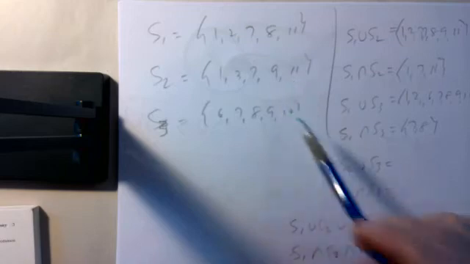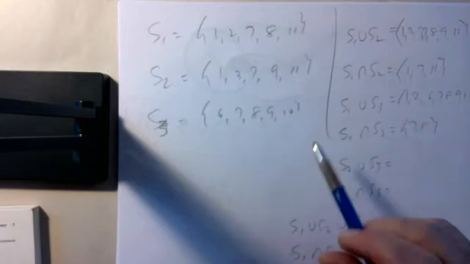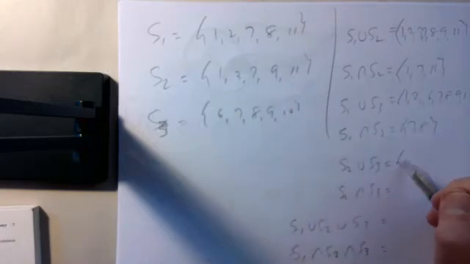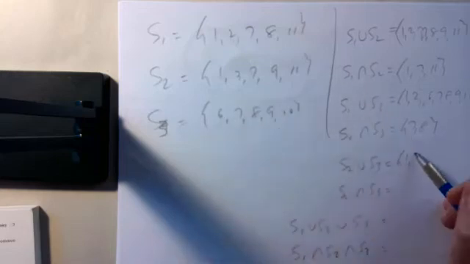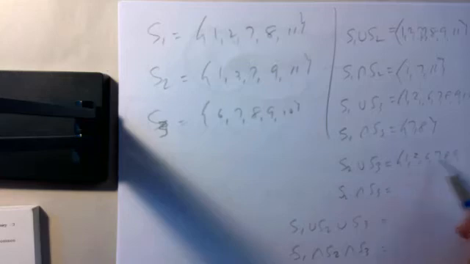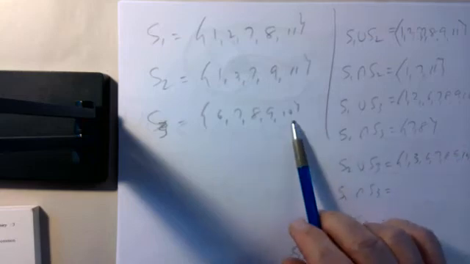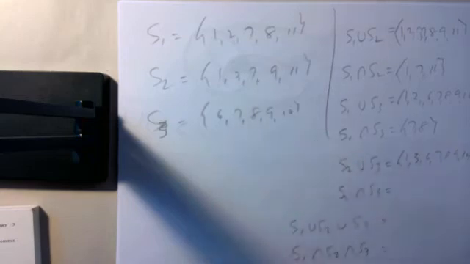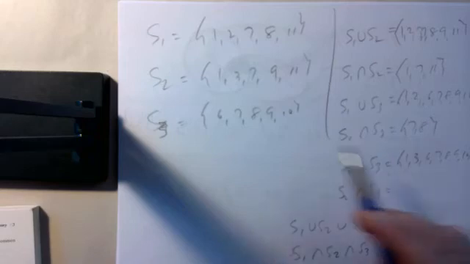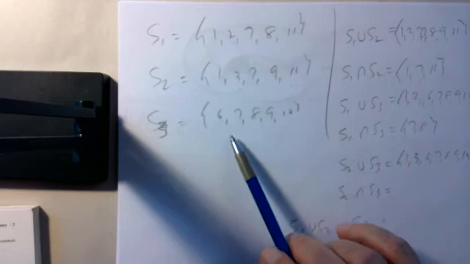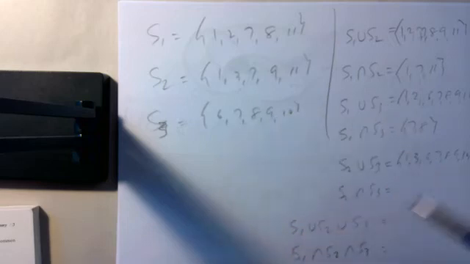What about S2 and S3? The union contains the numbers 1, 3, 6 through 10, and 11. And the intersection only has one element. Sorry, the intersection has 2 elements, 7 and 9.